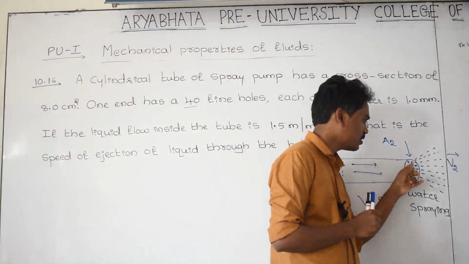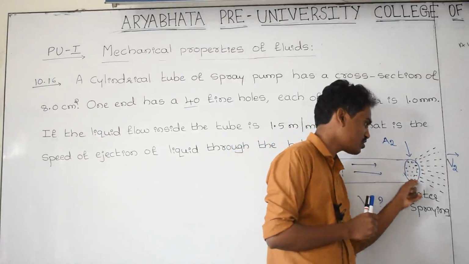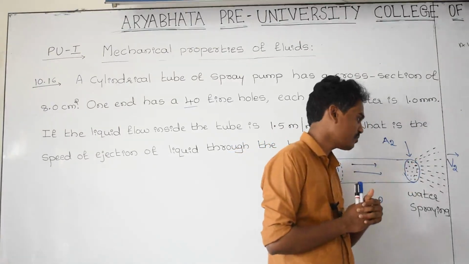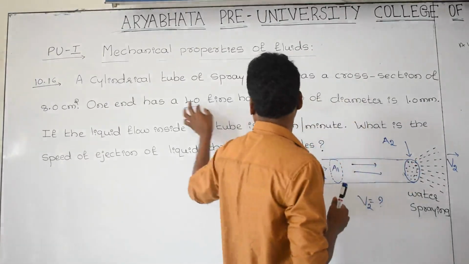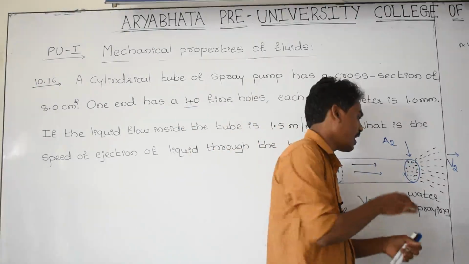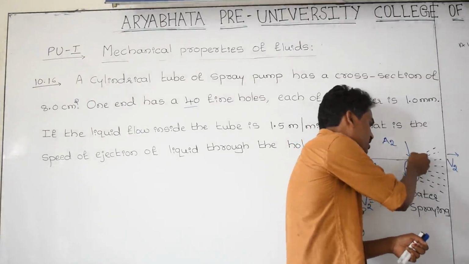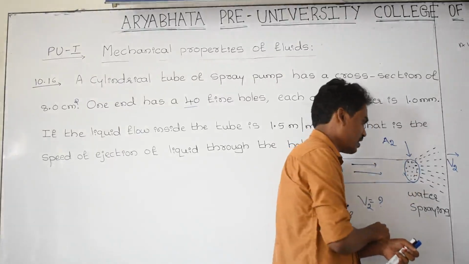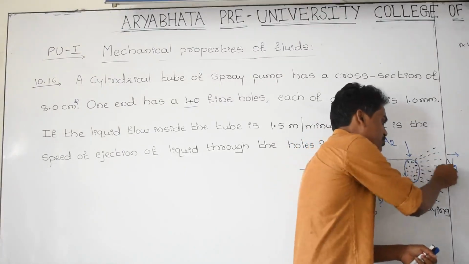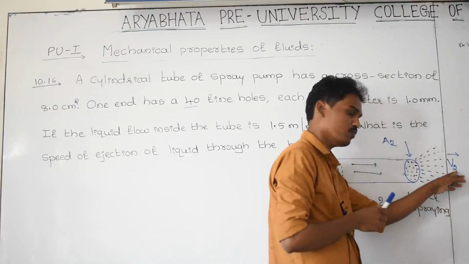At this end 40 holes are there. This is an enclosure, and to the enclosure there are 40 fine holes. The number of holes is equal to 40, he has given in the question. And here what is A2? A2 is the area of the pipe at this region, and here through 40 holes the liquid is spraying. The speed of that spraying liquid is V2.